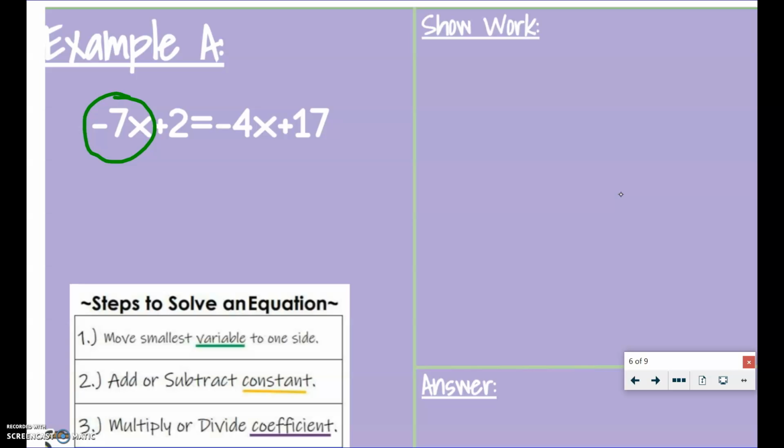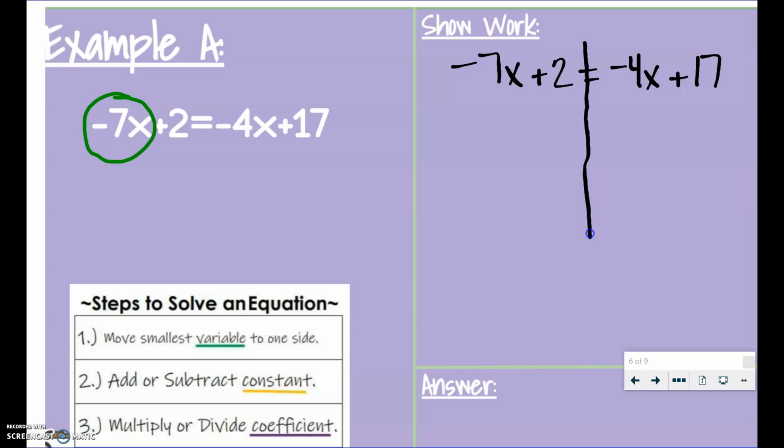After you do that, then you are going to solve. So we're going to write our equation: negative 7x plus 2 is equal to negative 4x plus 17. Before I get started, I'm going to draw this line down the middle. That helps me identify, an equation is like a balance beam, right? What I do on one side, I have to do on the other to make it equal. We know negative 7x is our smallest variable because we circled it.